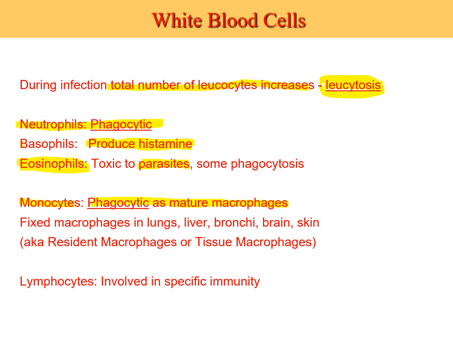You have alveolar macrophages in the lungs. You have Kupffer cells in the liver. You have bronchial macrophages. You have macrophages in the brain that are called microglial cells. You have macrophages in the skin that are called dendritic cells. All of these are resident macrophages or tissue macrophages. They did not move into that tissue because of an inflammatory reaction. They are already there and can respond to entry of microorganisms.